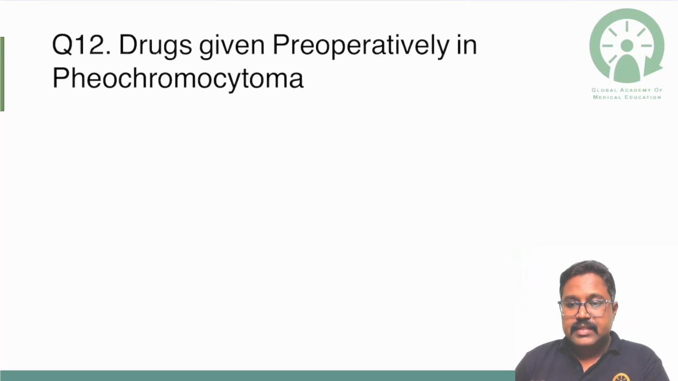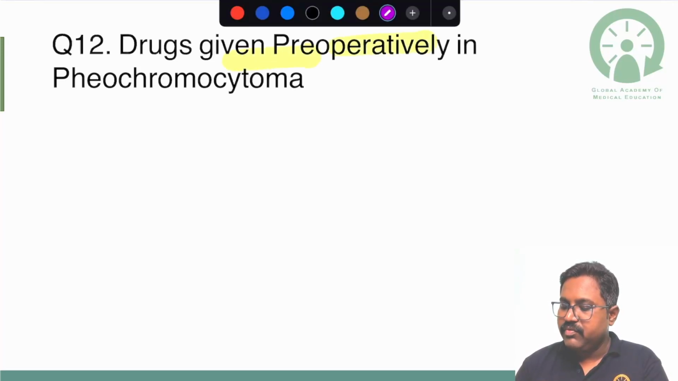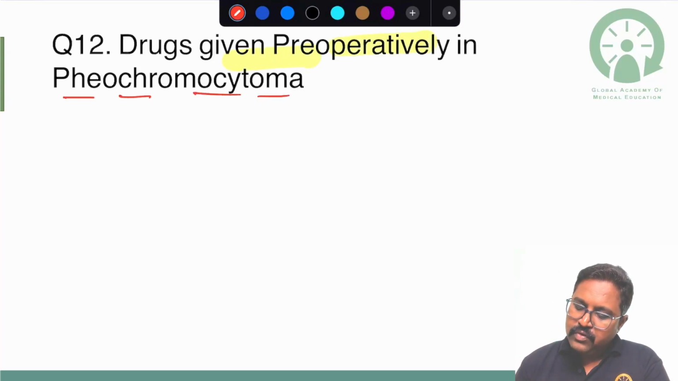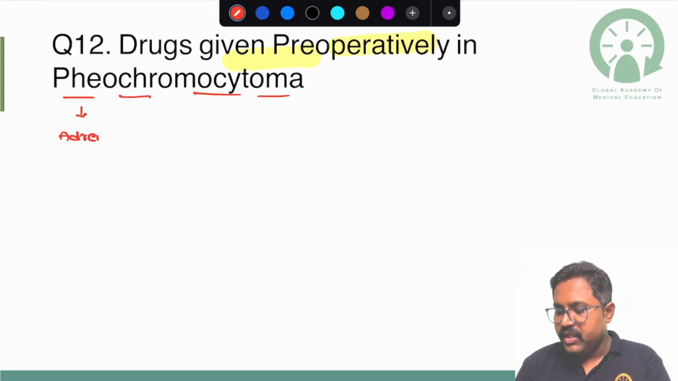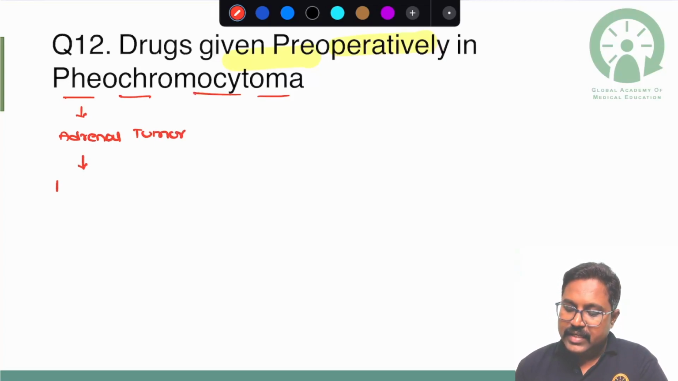So we'll move on to the next question. A few of the students said that there was a question on pheochromocytoma, on drugs which are given pre-operatively, before the operation. So please remember, what is pheochromocytoma? Pheochromocytoma is basically an adrenal medullary tumor. So what it does, there is an increase in the catecholamine release.